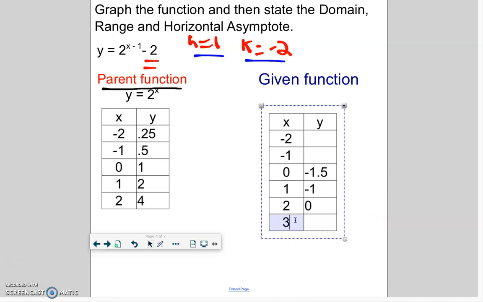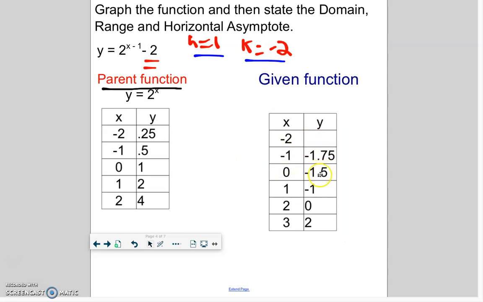Let's say we go 3. We know 3 was 8, so 3 minus 1 is 2. 2 squared is 4. 4 minus 2 is then 2. So as we can see, the graph is increasing. And then negative 1 is negative 2. Negative 1 minus negative 1 is negative 2, so it becomes 1/4 minus 2, which is then negative 1.75.